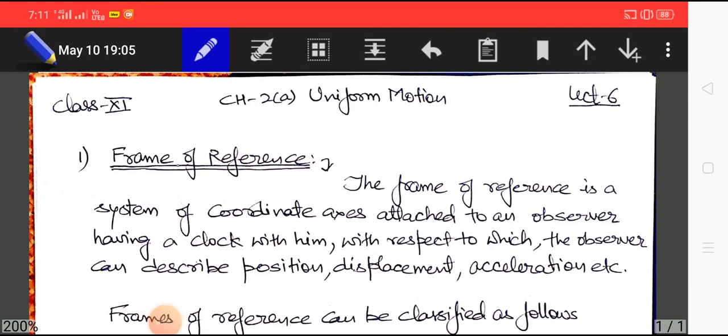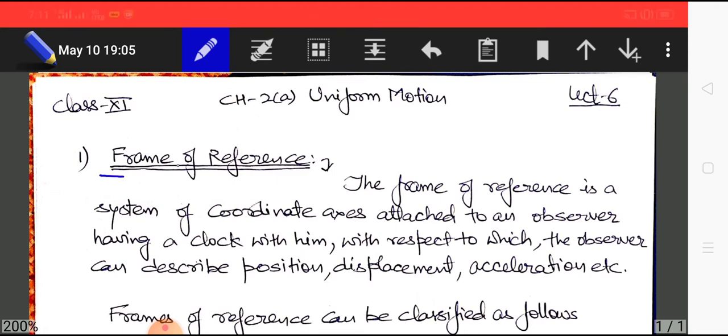Hello dear students, this is your second video for first chapter of second unit. In last lecture we discussed the concept of point mass and basic classification of motion. So in this lecture we'll continue the discussion.